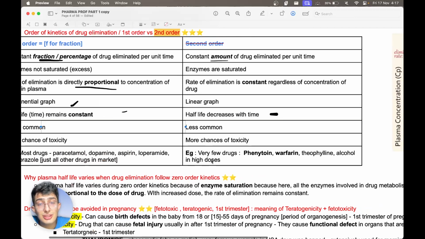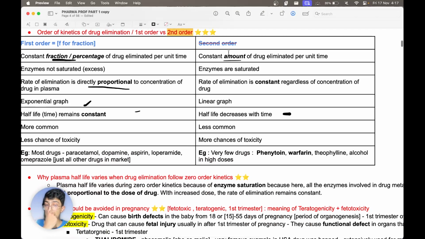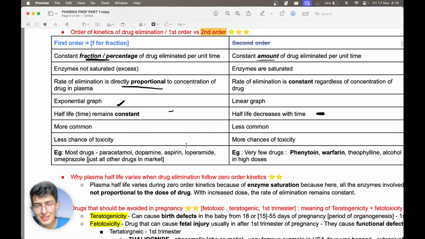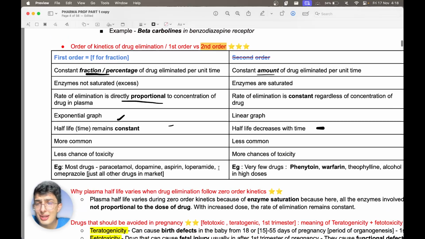But in zero order kinetics, very few drugs, such as phenytoin, warfarin, theophylline, follow it. You just have to remember the examples of these, right? My tip would be to just remember the zero order kinetics ones, and for all the remaining drugs you can say first order kinetics, right? It's just more logical to remember it like that.